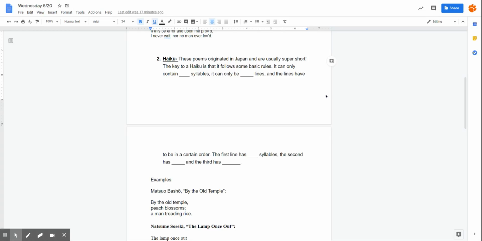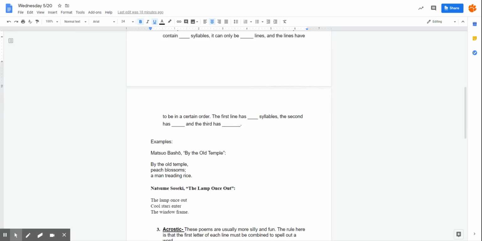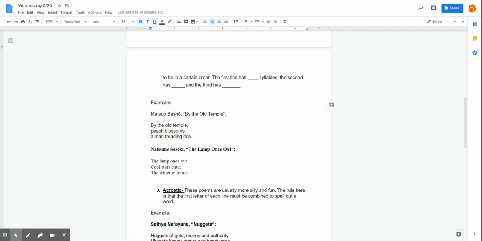The first line will have 5 syllables. The second line will have 7 syllables, and then the third line will have 5 syllables again, for a total of 17. Now, there is one more rule to haikus that we don't always follow here in America, but they are supposed to be about two opposite ideas.